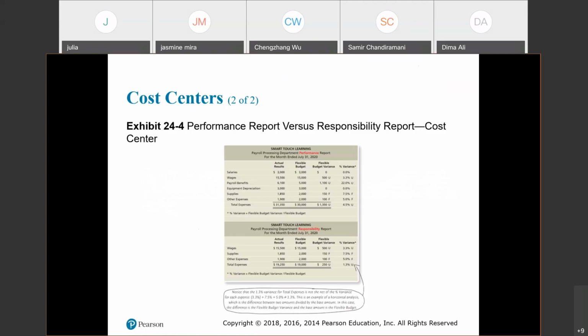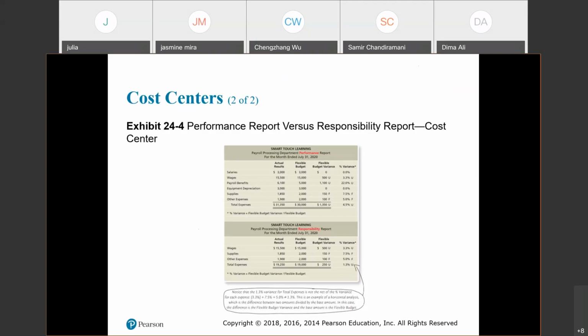The performance report shows all the costs incurred by the department. It includes the salaries, wages, and payroll benefits. The other expenses listed on the reports are direct costs of that department. This report is useful when management needs to know the full cost of operating that department. But as you can see, some items are included in the performance report, but are not included in the responsibility report.